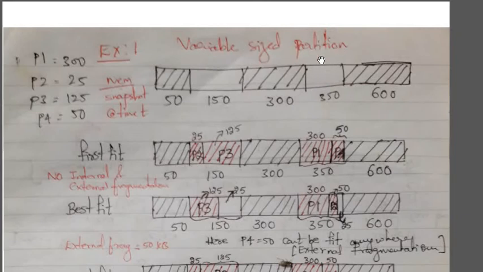So we know already what a variable sized partition is. As and when processes arrive, we have to keep on allocating the memory continuously. Since they are contiguous, you need to allocate the memory continuously, otherwise it's not possible to accept the request for loading the process on the main memory. So assume there are 4 processes over here. P1 is requesting 300 kilobytes, P2 is of size 25 kilobytes, P3 is of size 125 KB, and P4 is of size 50 KB.